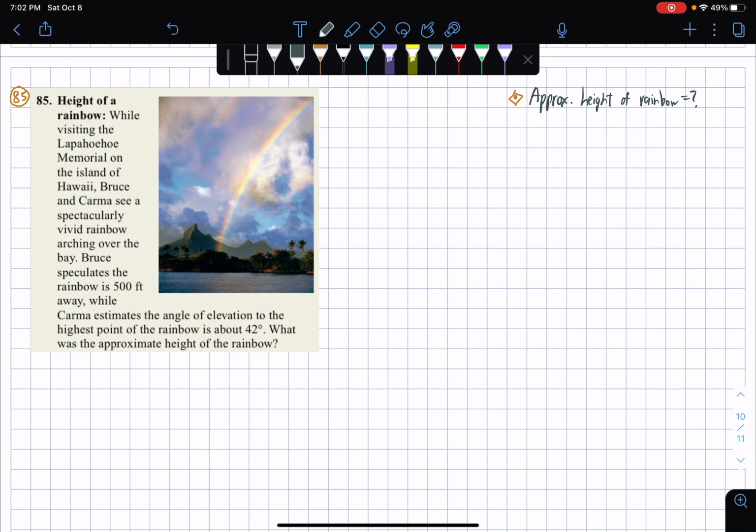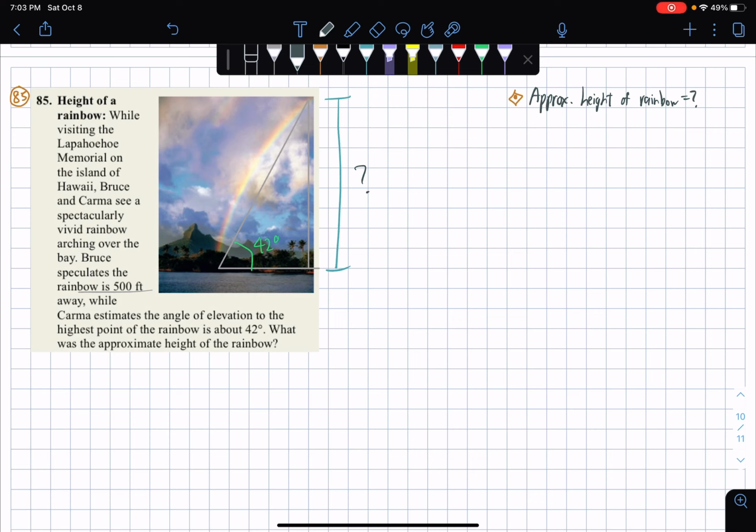Number 85, the height of a rainbow. While visiting the Lapahoho Memorial on the island of Hawaii, Bruce and Karma see a spectacularly vivid rainbow arching over the bay. Bruce speculates that the rainbow is 500 feet away. So, say this might be the adjacent, this is the hypotenuse. This is the height. So the angle of elevation is 42 degrees. Approximate height of the rainbow, this is what we're looking for.